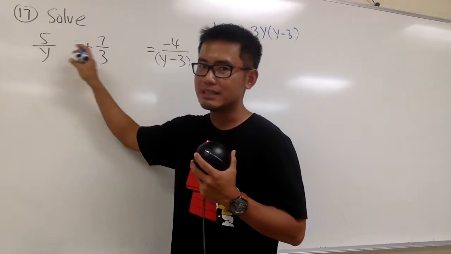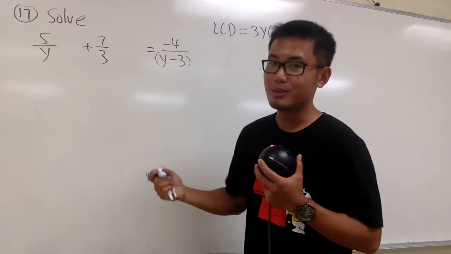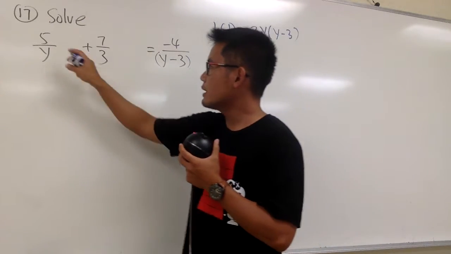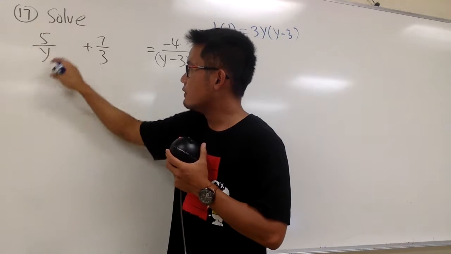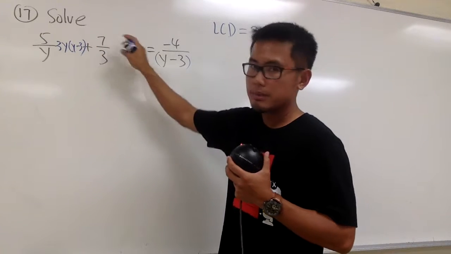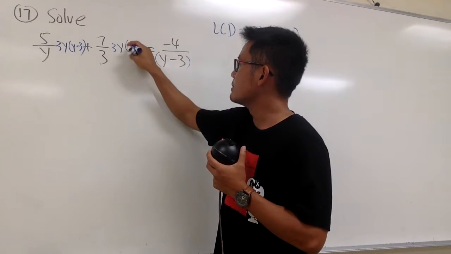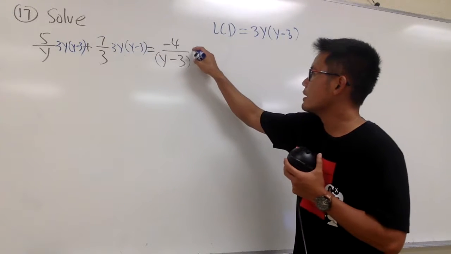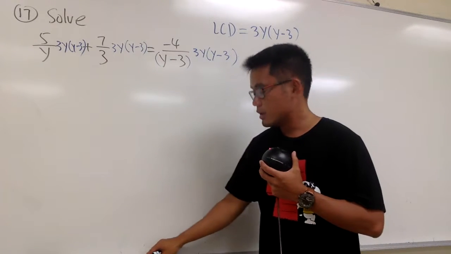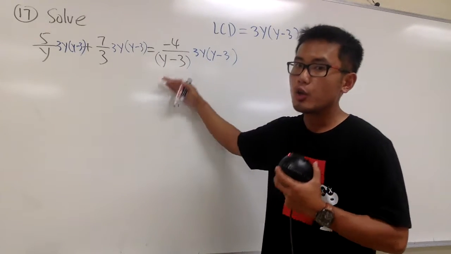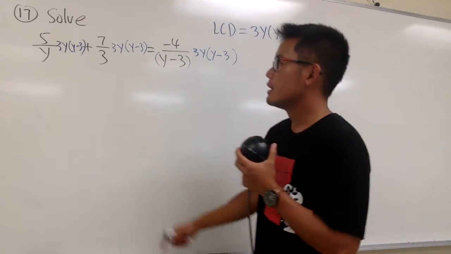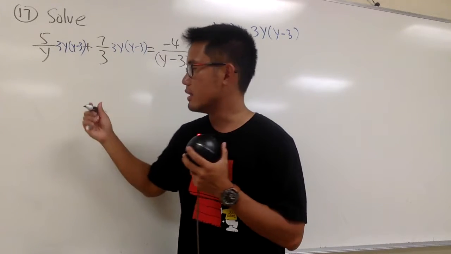As you can see, I left a space in between the fractions on purpose, so I can put this in this space, all right? So let's go ahead and do that. Right here, I will multiply 5 over y with 3y times y minus 3. I will also multiply this by 3 times y minus 3. And then for this one, same thing, 3 times y minus 3, okay? And now, you will see, after this step, we will end up with an equation that has no more fraction in the expressions, okay?